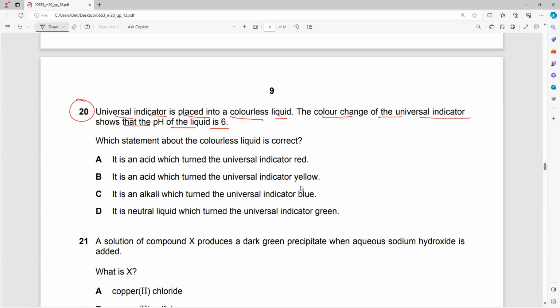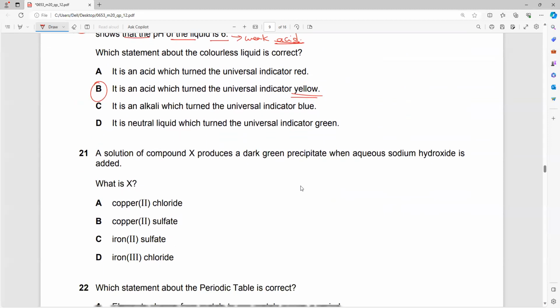So it is an acid. First of all, it is 6, which means less than 7. So a pH value of 6 means it is an acid or a base? It is an acid, which turns the universal indicator to what color? Yellow color. Is it a strong acid or a weak acid? It is a weak acid. That's all it is. So please note it. Next.